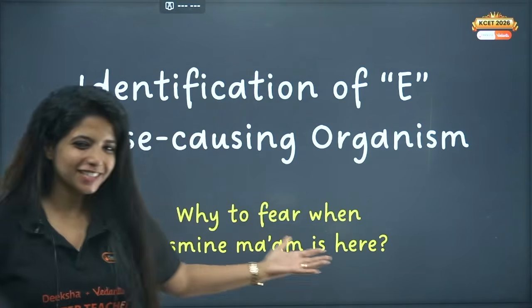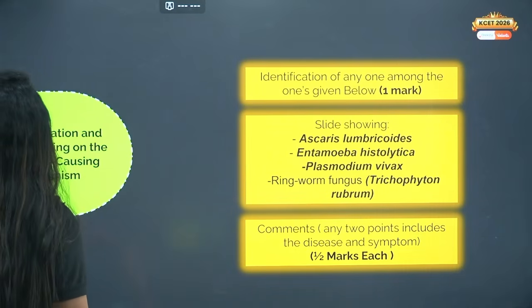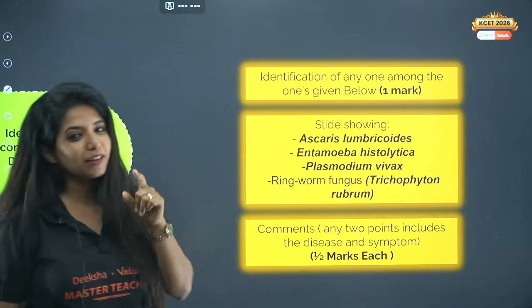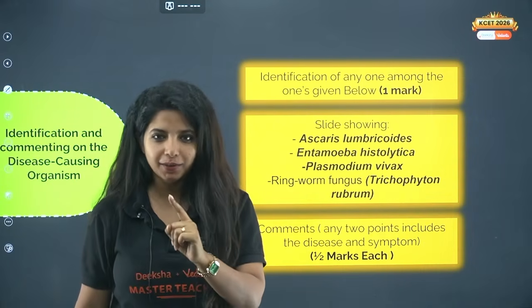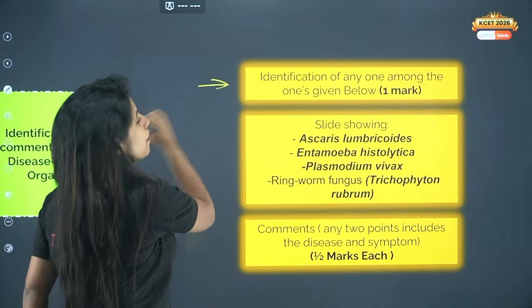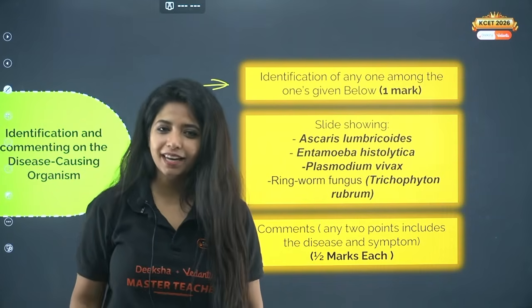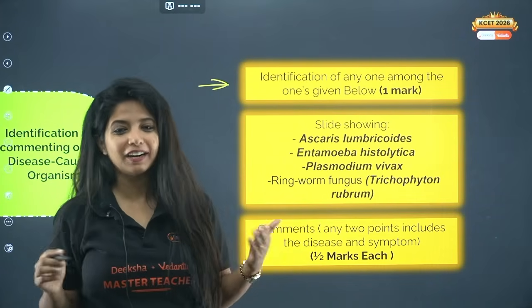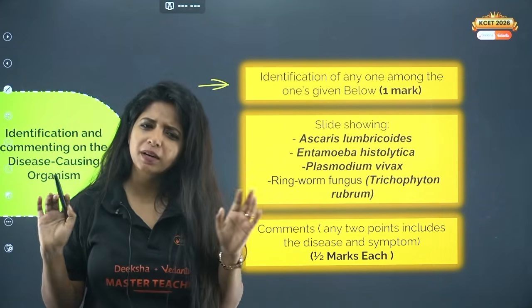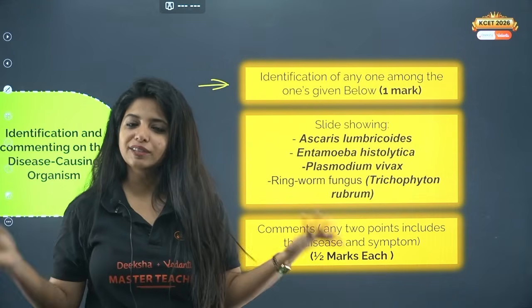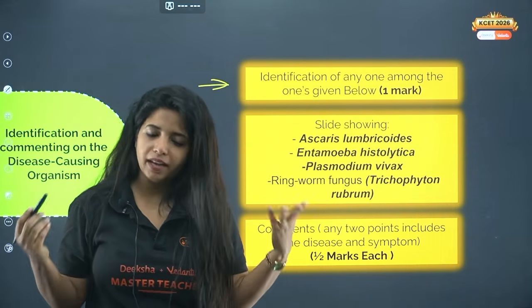So why fear when Jasmine ma'am is here? Because my dear children, I'll make things super easy for you, but the only thing that you have to do from your end is study. Okay, so yes, 1 mark you will get for identifying, and I'll help you with that. Okay, what do you have to identify? Disease causing organisms, and all of them are simple. Okay, so first of all, when you feel it's difficult, just understand it's simple and believe that.